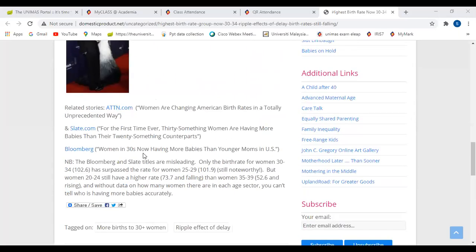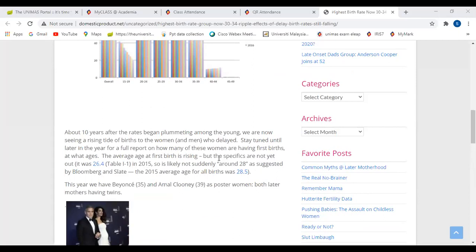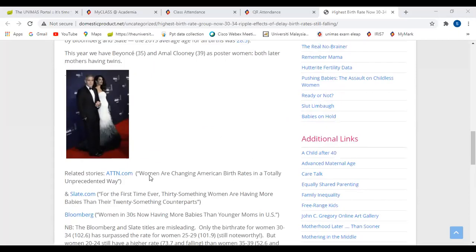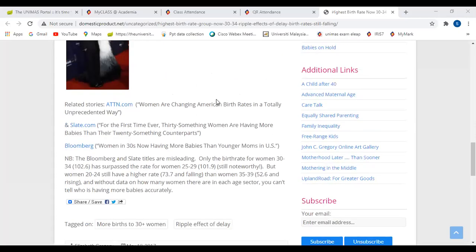So women in their 30s are now having more babies than younger mothers in the US. So that's the story that was highlighted in this example. Maybe some are first marriages, some second marriages, and so on and so forth.